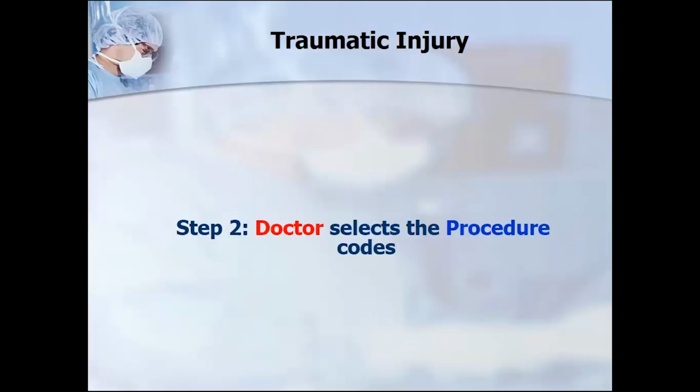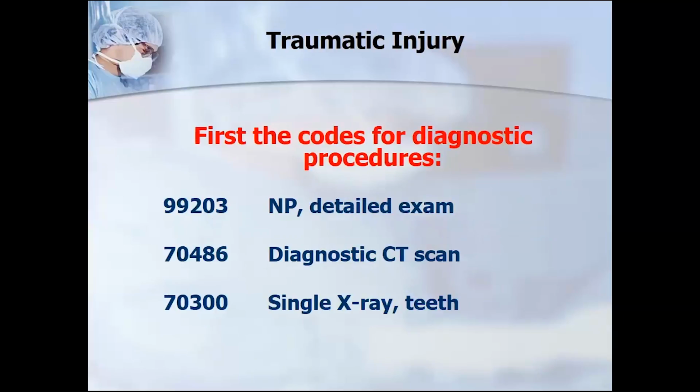Next, the doctor selects the procedure codes. First, the codes for the diagnostic procedures. The new patient exam, detailed exam. We've got multiple issues going on, multiple problems. Diagnostic CT scan is done, and single x-rays of the teeth are done as well.